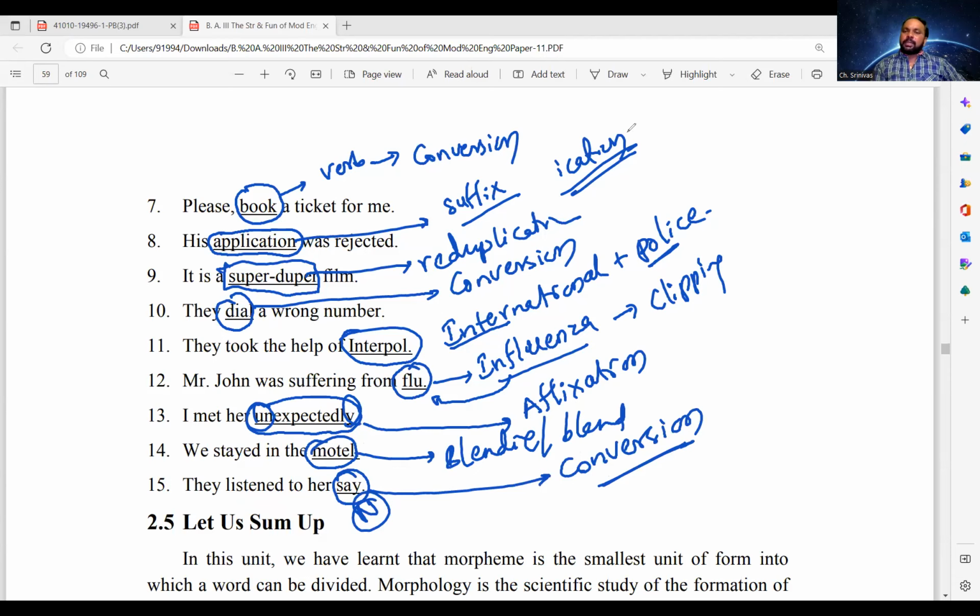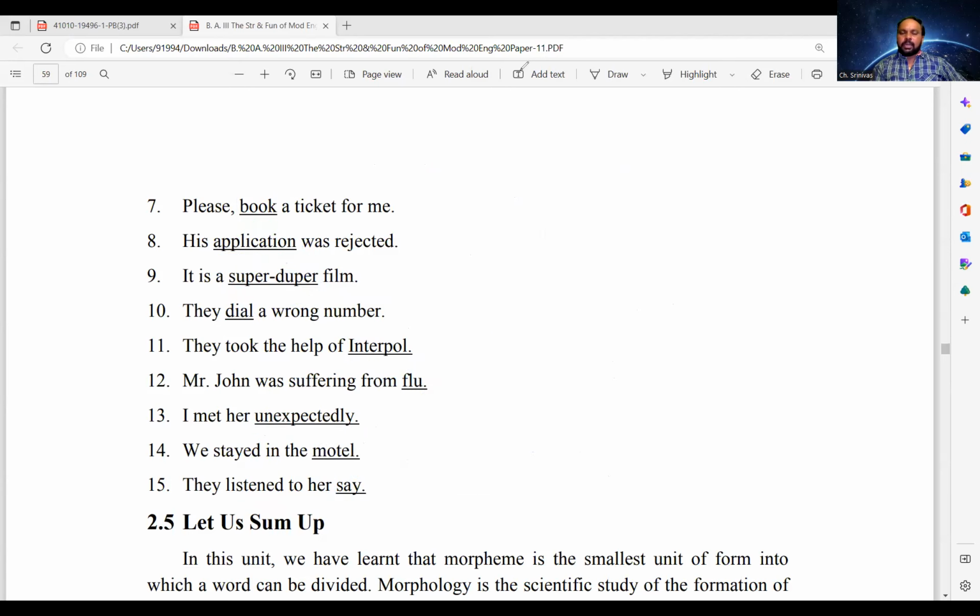So these are the different ways. I hope all of you have got a good command over the different techniques of word formation. And with this, we end this video.